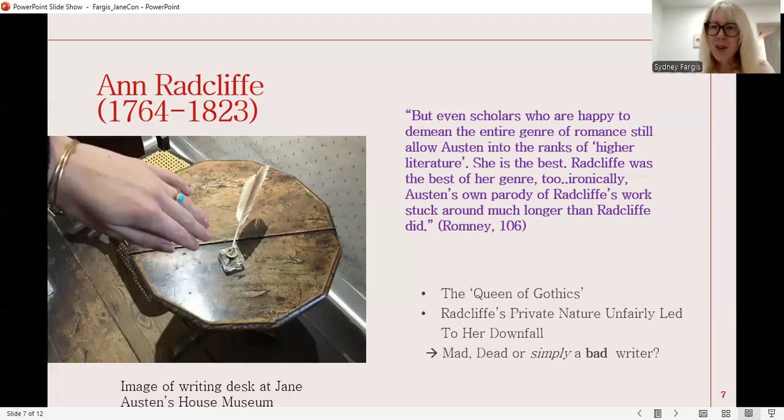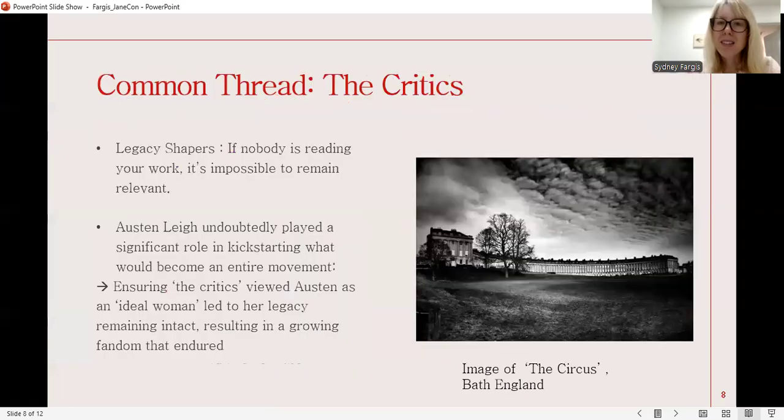Really quickly, this image of a writing desk at the Jane Austen House Museum. Yes, that is my hand. I did buy the Jane Austen ring, could not not buy the Jane Austen ring when in Chawton, as one might say. So that is that photo. But let's look at this common thread, right?